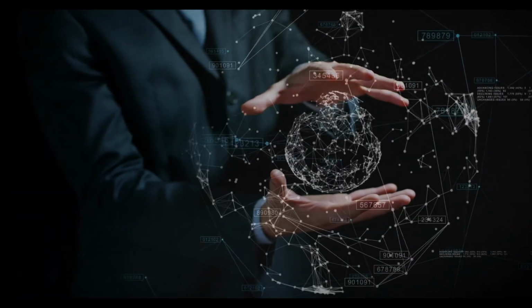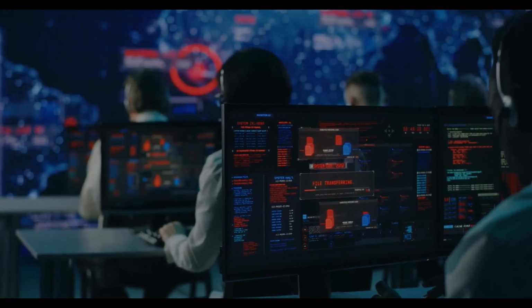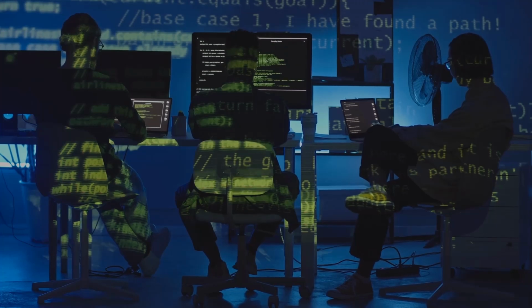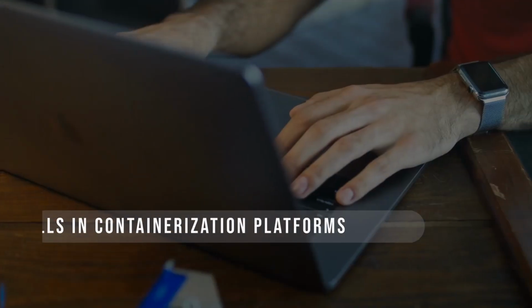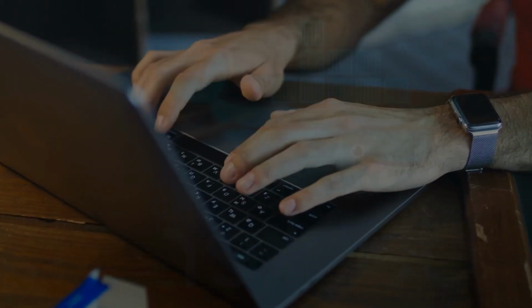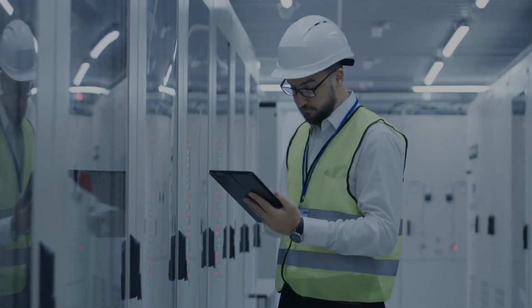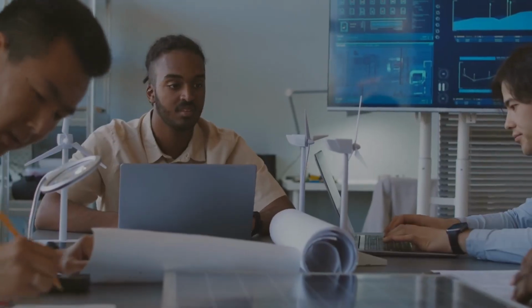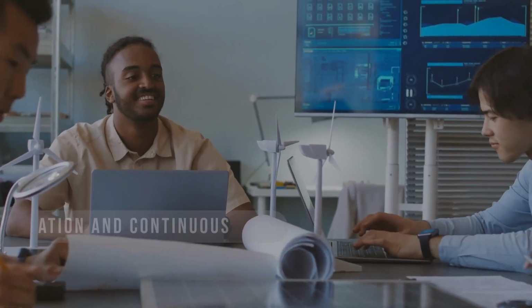DevOps, the integration of development and operations, is vital for achieving efficient and streamlined cloud deployment. Proficiency in DevOps tools and practices is in high demand in the industry. Skills in containerization platforms like Docker and orchestration tools like Kubernetes are essential for managing cloud deployments. Containers enable consistent and scalable application deployment, while Kubernetes simplifies container orchestration, scaling, and management.